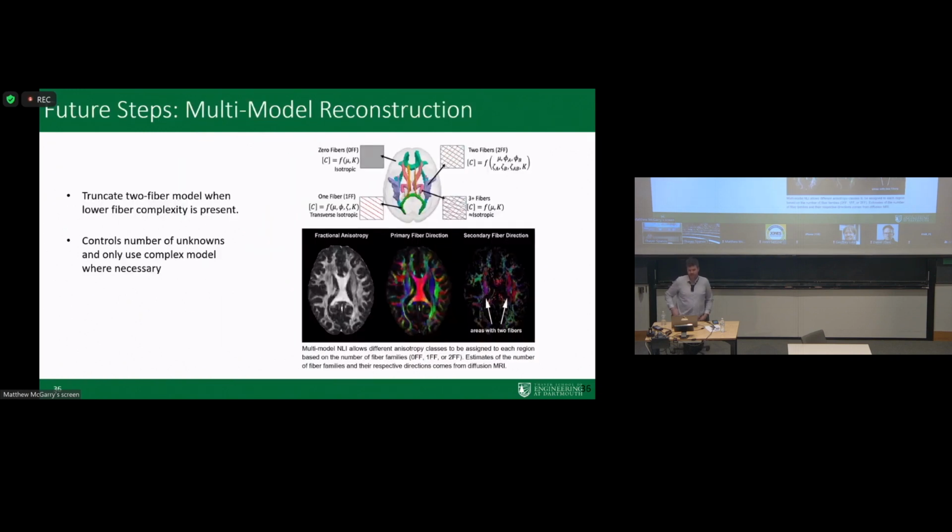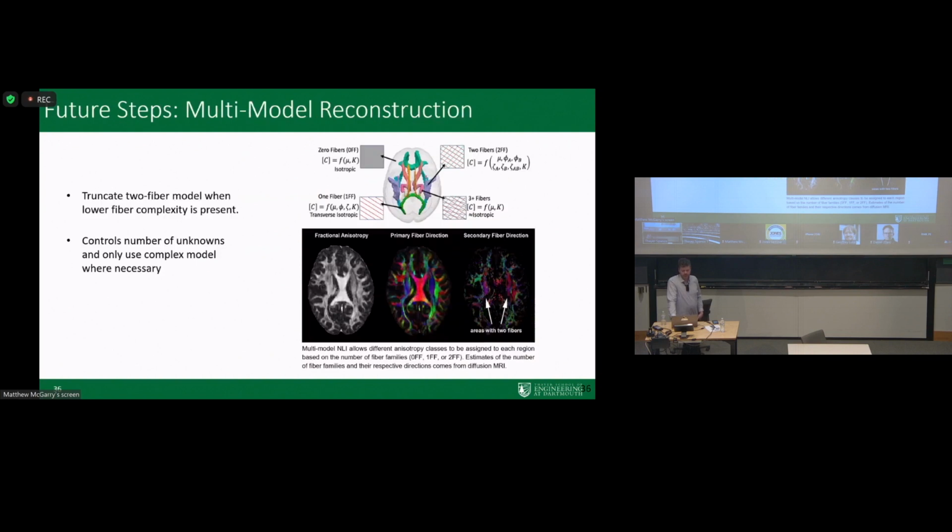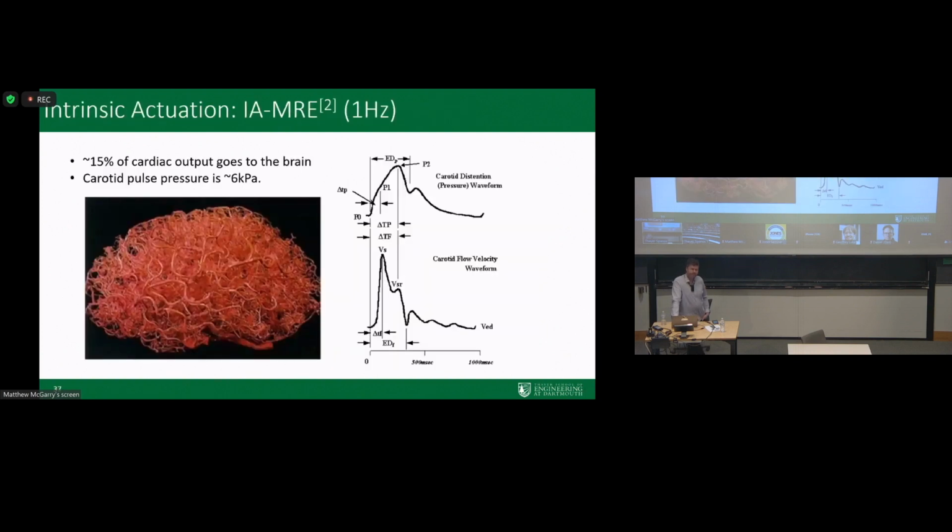This is very new stuff, but because here we're reconstructing 2 fibers everywhere, there's a lot of places where there isn't 2 fibers, so it makes it really hard to interpret the results. So what we want to do in the future is do a multi-model reconstruction. So we're using this kind of hierarchical 2-fiber model where we truncate, where we throw away some terms where they're not necessary. So any grey matter regions will just have 0 fibers or isotropic. Anywhere where there's only a single fiber family detected, we use the 1-fiber model, and then use 2 fibers only where it's necessary. So this controls the number of unknowns and kind of stabilizes the whole problem.